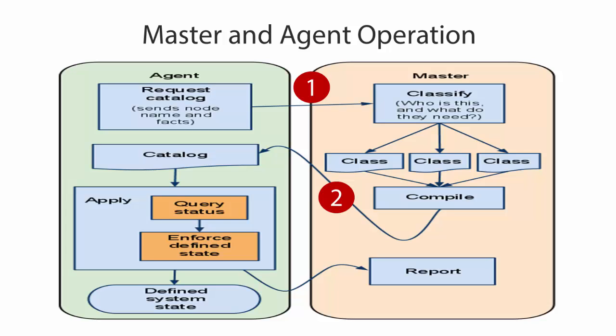If the master creates this kind of catalog, the Puppet agent needs to pull this catalog from the Puppet master, and then the Puppet agent will apply this catalog to their state, and then the Puppet agent needs to report to the master about their defined system state. This is a brief summary about the operation between Puppet master and Puppet agent.